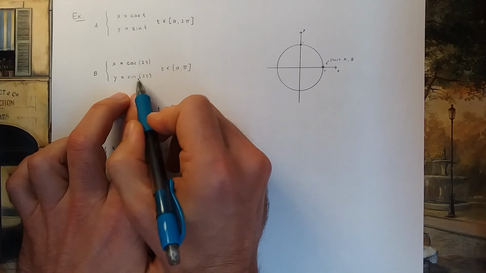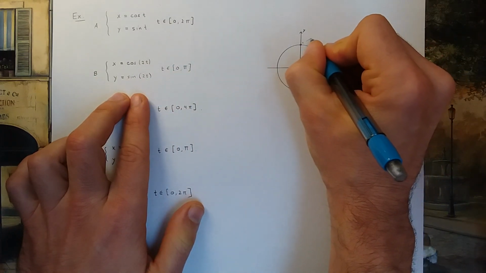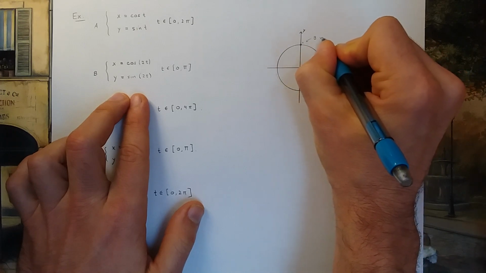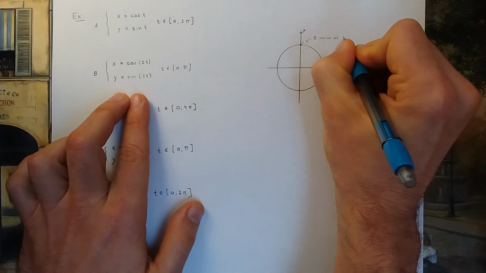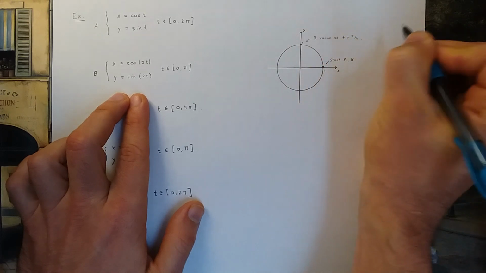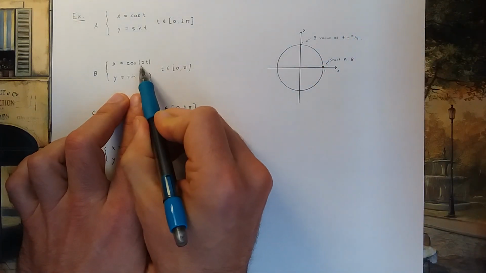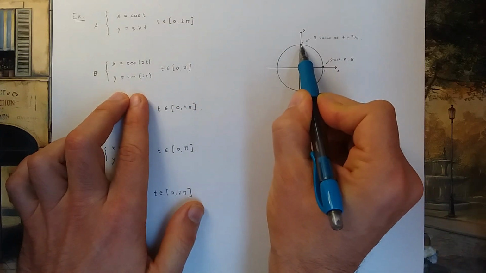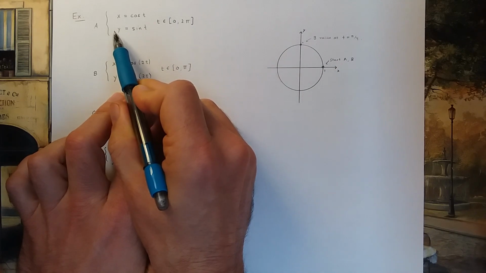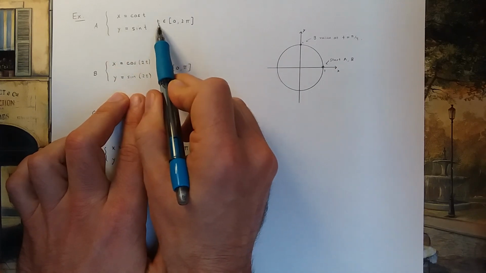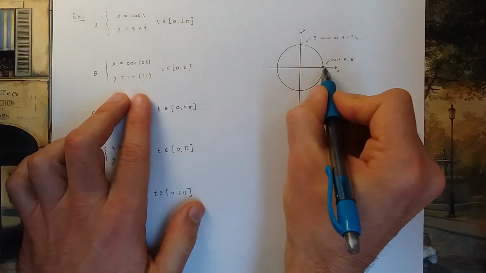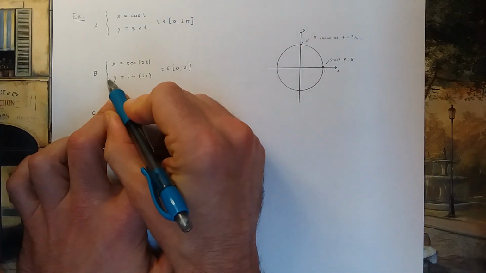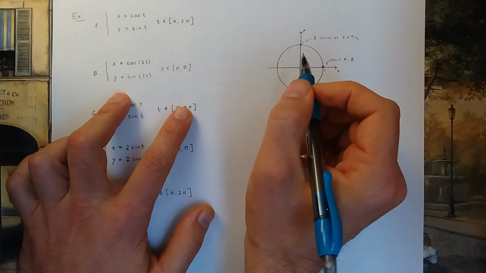So this 2t here means that for equation B, this is the value at t equals pi over 4. So if I plug in pi over 4 for t into B, I'm at this value here. Whereas in equation A, that would have been the value I get when I stick in t equals pi over 2. So I've gotten to this point twice as fast in equation B than I did in equation A.